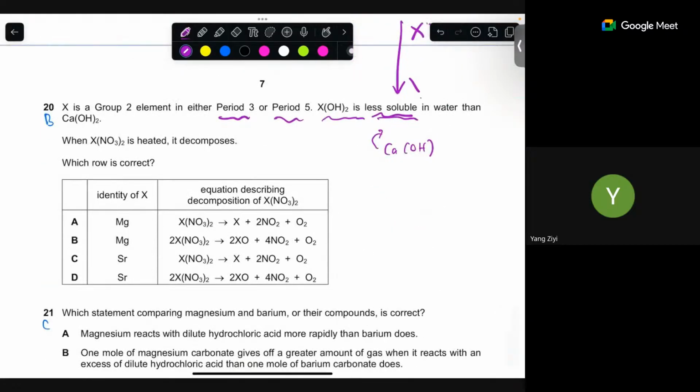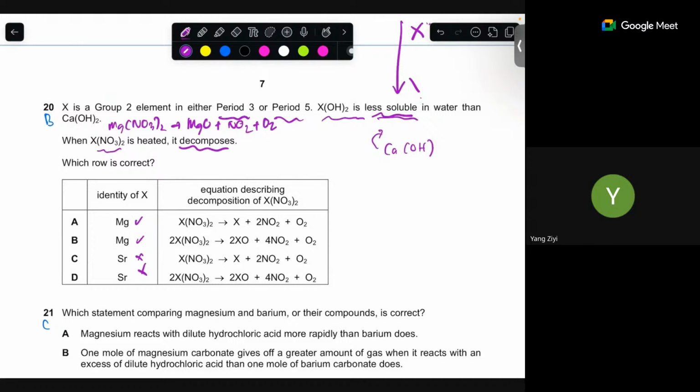Okay, so it cannot be strontium. Beryllium or magnesium, so magnesium. Then they say when this is heated, it will decompose. Do remember, if magnesium nitrate is heated, it is going to give you magnesium oxide, nitrogen dioxide, and oxygen gas.